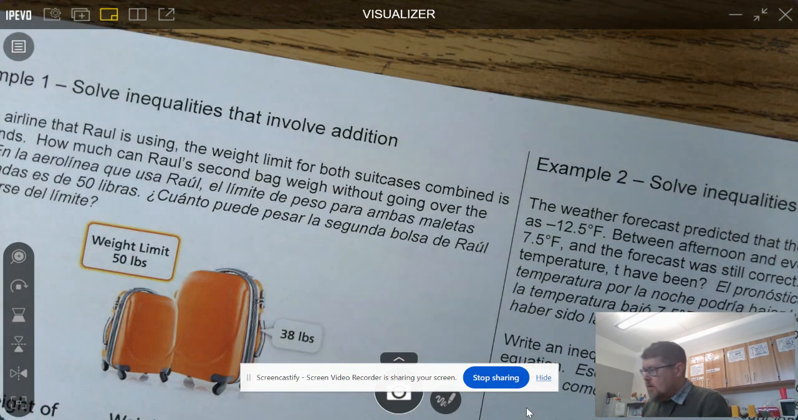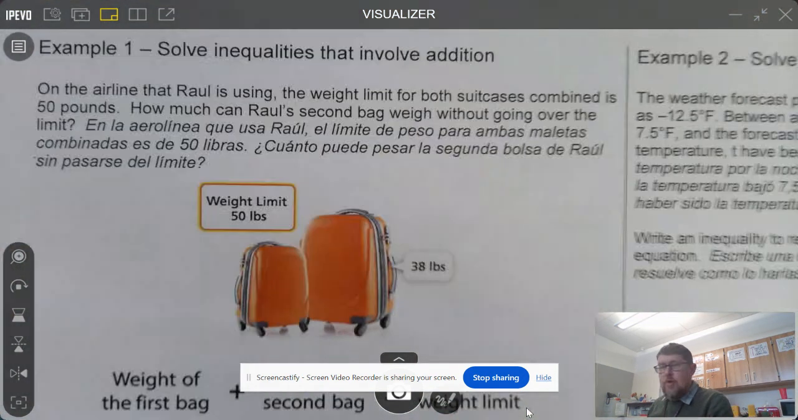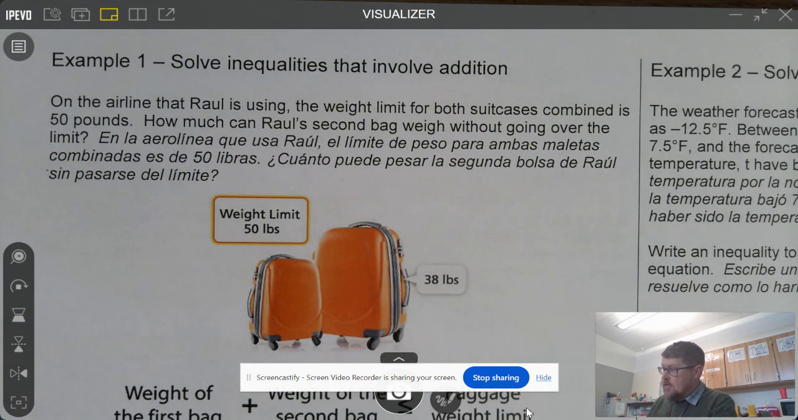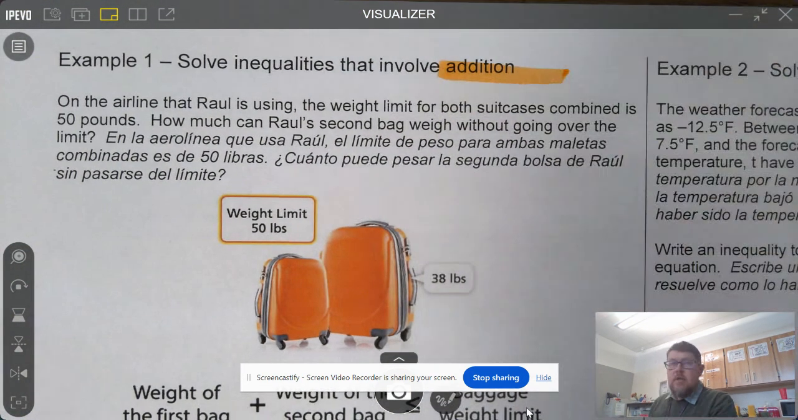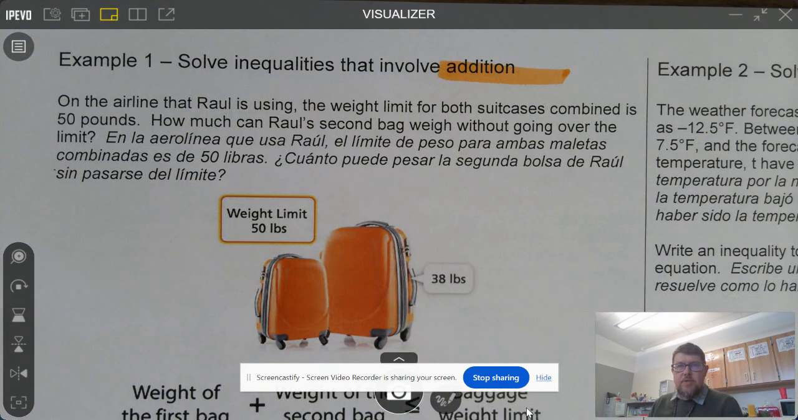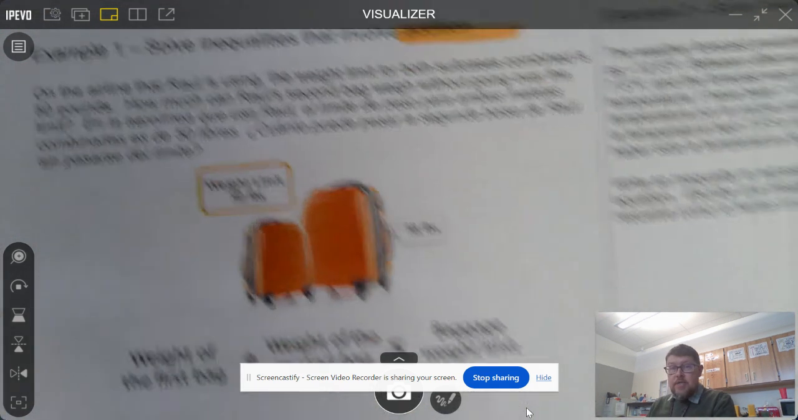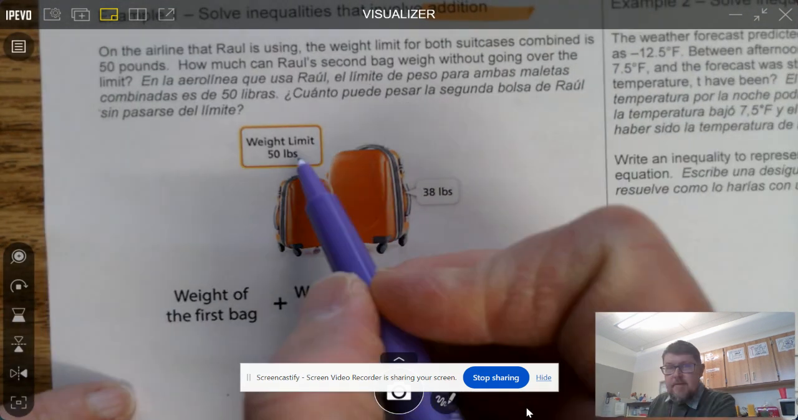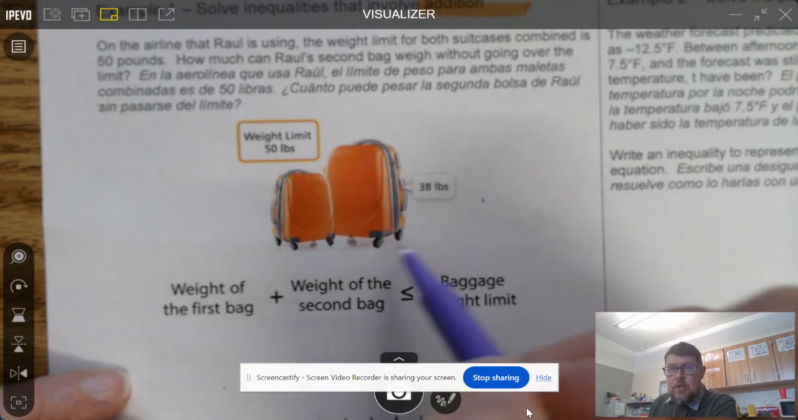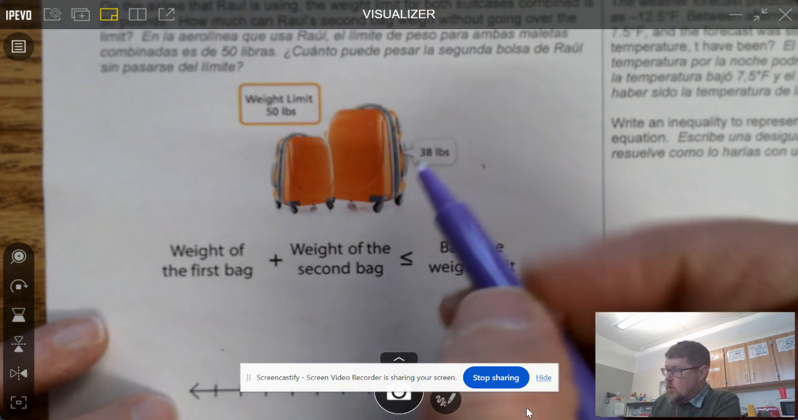Okay. On the airline that Raul is using, this is going to be addition, by the way. The weight limit for both suitcases combined is 50 pounds. How much can Raul's second bag weigh without going over that 50-pound limit? If we look at the graphic right here, we see that the weight limit is 50 pounds and his bigger bag is 38 pounds. So we'll call that the first bag.